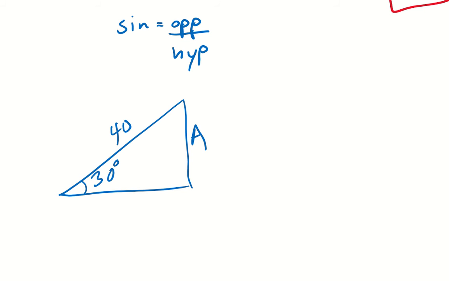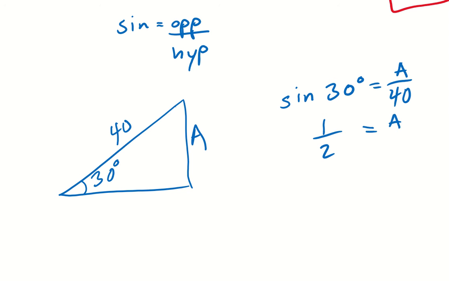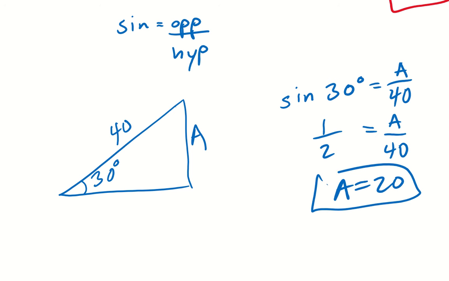So we've got the sine of 30 degrees equals A over 40. I know for a fact that the sine of 30 is 1/2. So if that equals A over 40, then A must equal 20. 20 over 40 is the same as 1 over 2.